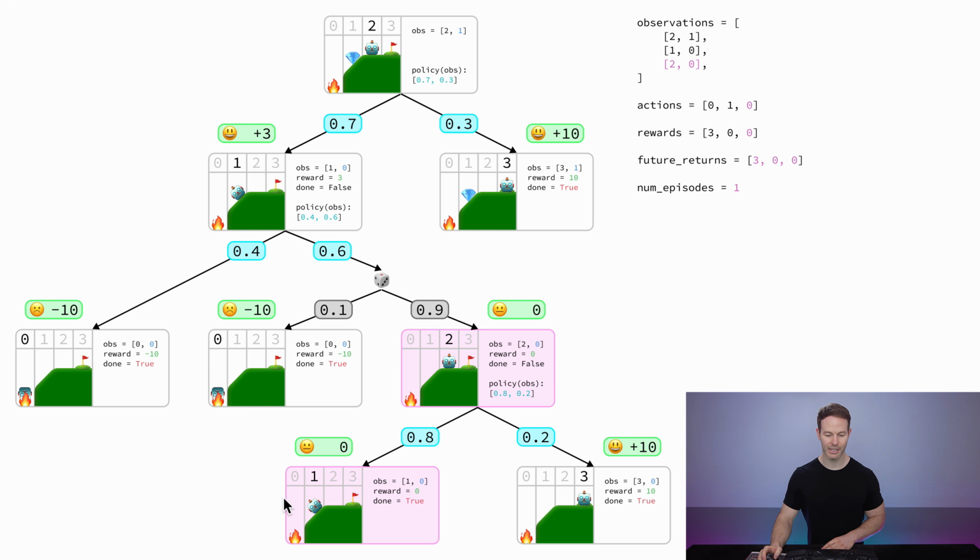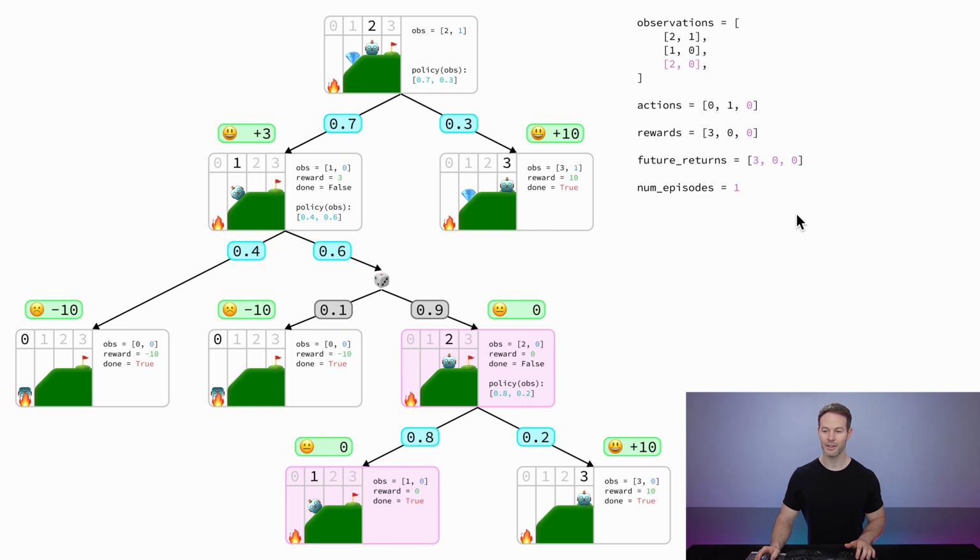And now, since we reached the end of an episode, the done value is true, we're going to calculate the future return for each of these steps. So here the future return of this action was 3 plus 0 plus 0, so it's still just 3. 0 is this 0 plus 0, and this will make more sense in the future episodes we sample, but we're also going to increment the episode count to 1, because we finished this episode.